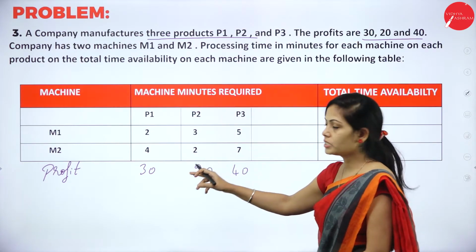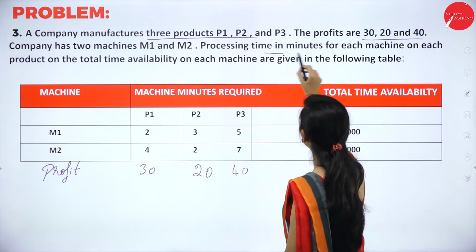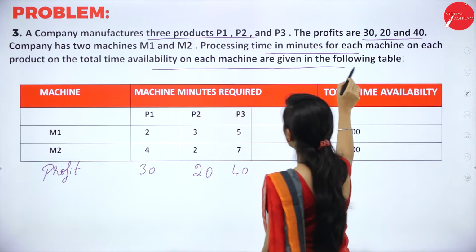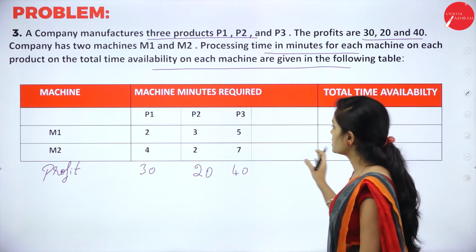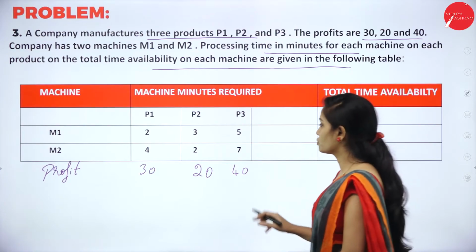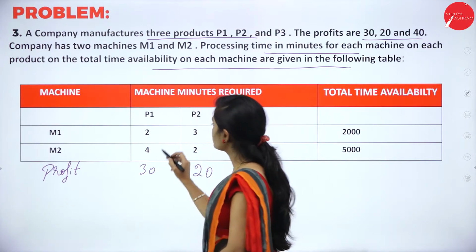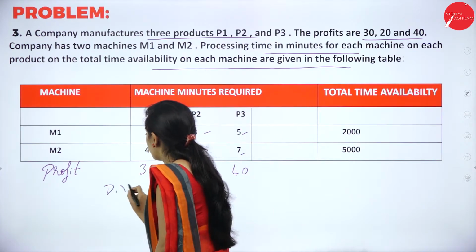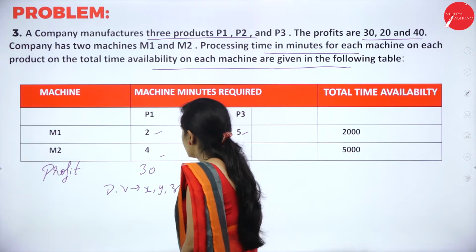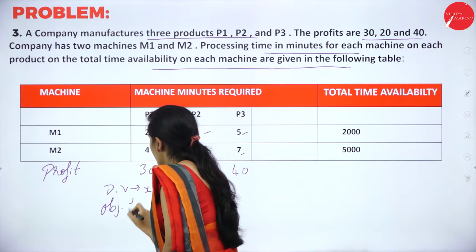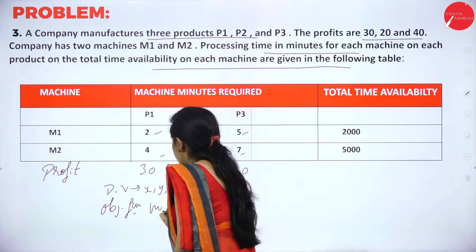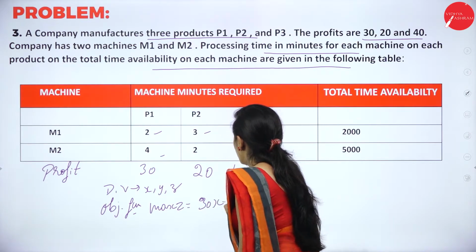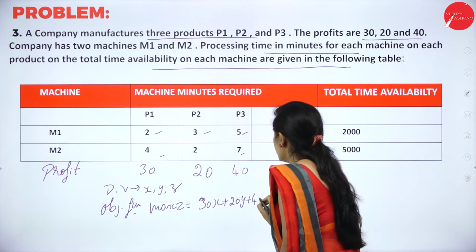A company has 2 machines called M1 and M2. Processing time in minutes for each machine on each product and the total time availability on each machine are given in the following table. So using this table, we can construct the LP model. First I will write the decision variables x, y and z. The objective function is max z is equal to 30x plus 20y plus 40z.